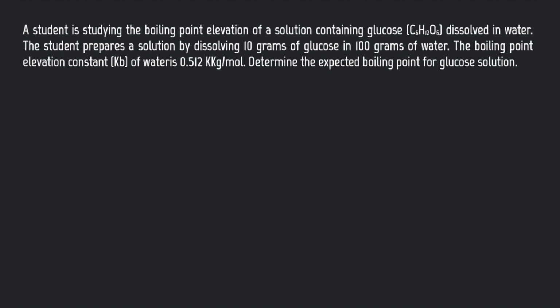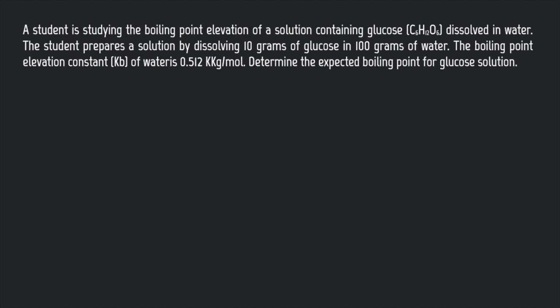Moving on to the final question for this week's video. A student is studying the boiling point elevation of a solution containing glucose dissolved in water. The student prepares the solution by dissolving 10 grams of glucose in 100 grams of water. The boiling point elevation constant Kb of the water is 0.512 Kelvin kilogram per mole. Determine the expected boiling point of the glucose solution.